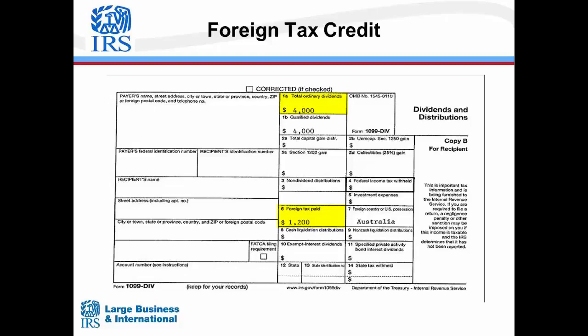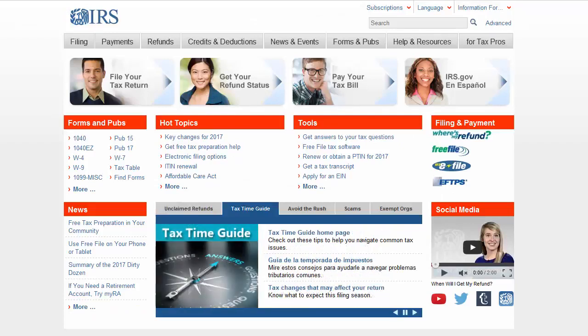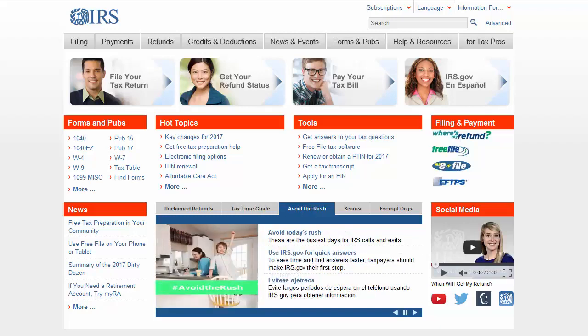The first question to ask is there a tax treaty between Australia and the United States that reduces or even eliminates the normal Australian withholding tax rate on dividends earned in that country? Information on tax treaties and treaty withholding tax rates can be found on the irs.gov website.